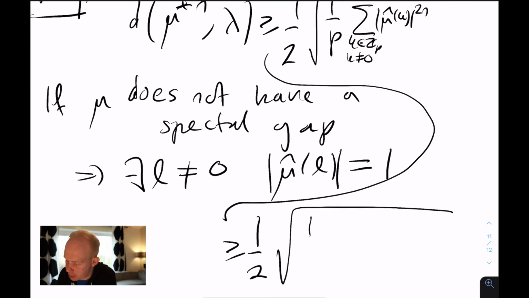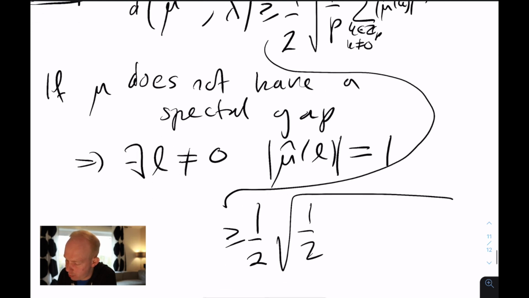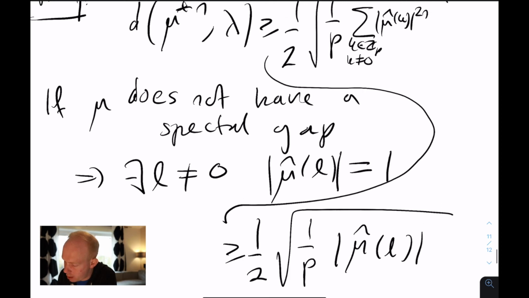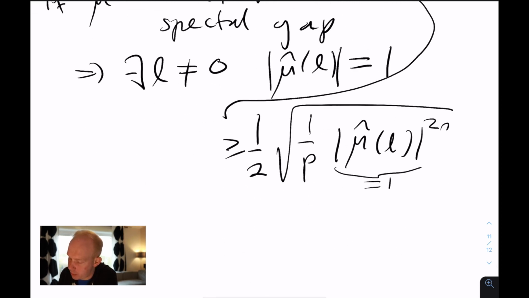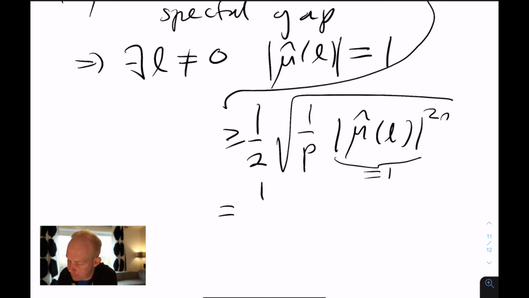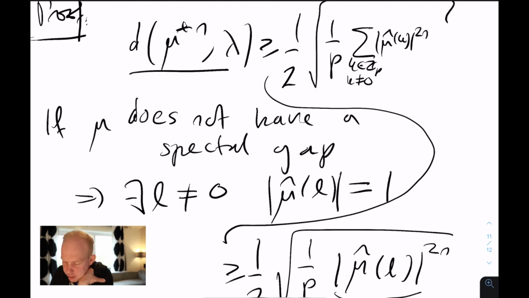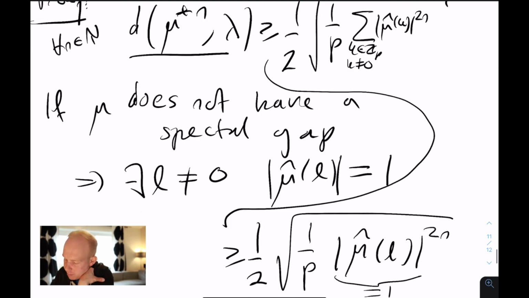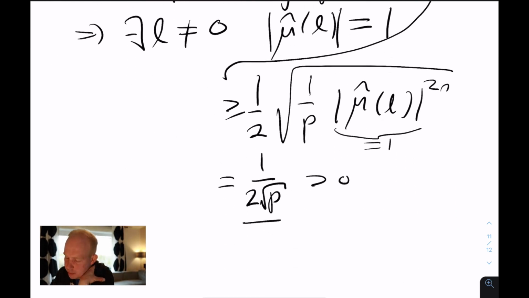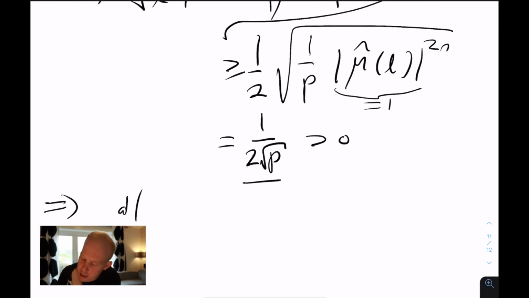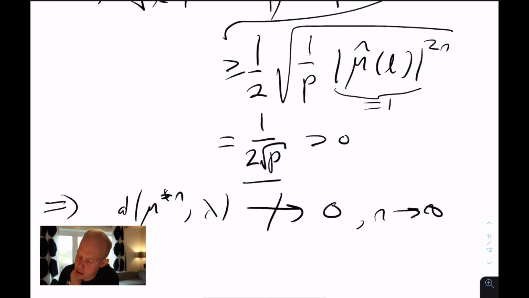So if this doesn't have a spectral gap, then by the lower bound lemma, we have just obtained this kind of a lower bound. So we have just the term mu hat of l to the power 2n, which now, because this is equal to 1, we just get this is equal to a half or square root of p. That's what you get. So you just proved that this expression for any n in N is bounded from below by something which is a uniform constant, which is a positive number. So in particular, this cannot go to 0 as n goes to infinity. So not ergodic.